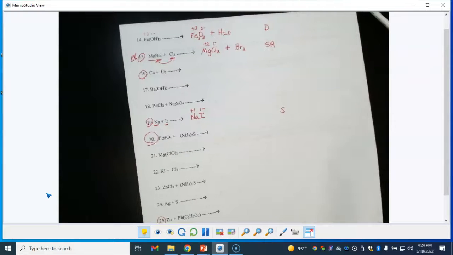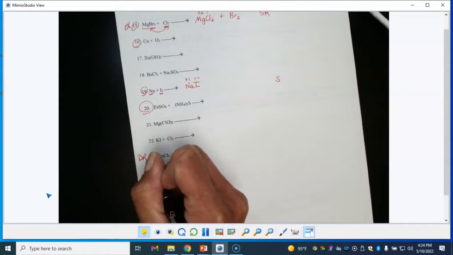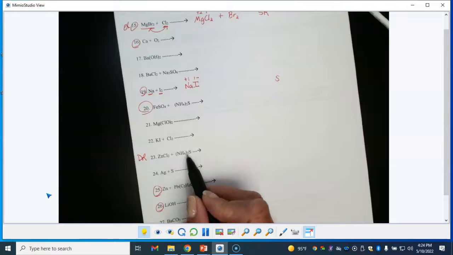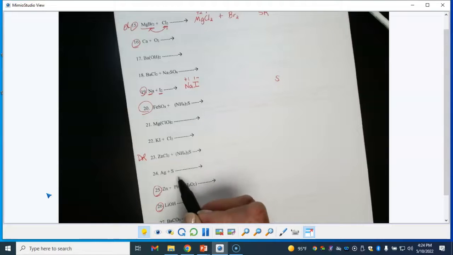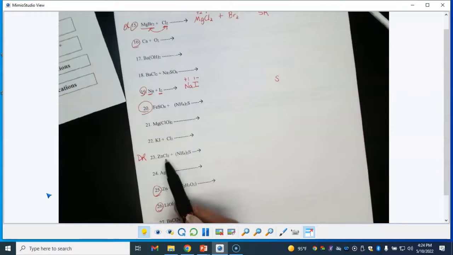Last but not least, let's go ahead and look at this guy right here. This guy is going to be a double replacement reaction because this is an ionic compound, zinc chloride, plus ammonium sulfide. Okay, so ionic compound plus ionic compound. So the first thing I'm going to do is go to my solubility chart. And I'm going to start with this compound.